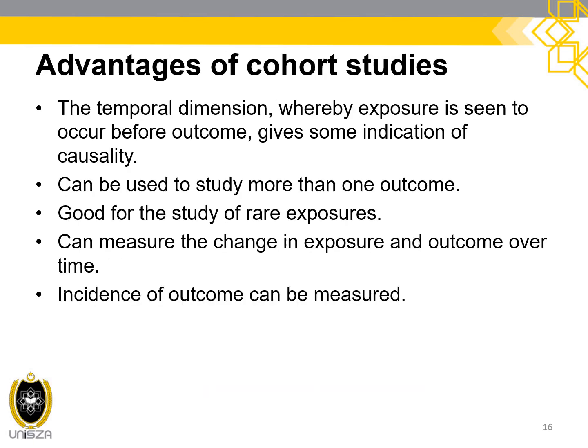Moving on to the advantages of cohort studies. The temporal dimension, whereby exposure is seen to occur before outcomes, gives some indication of causality. Cohort studies can be used to study more than one outcome and are good for the study of rare exposure. Cohort studies can measure the change in exposure and outcome over time. In cohort studies, incidence of outcome can also be measured.